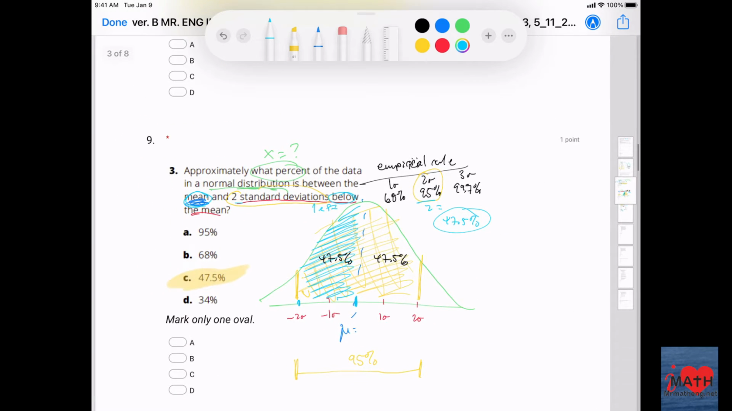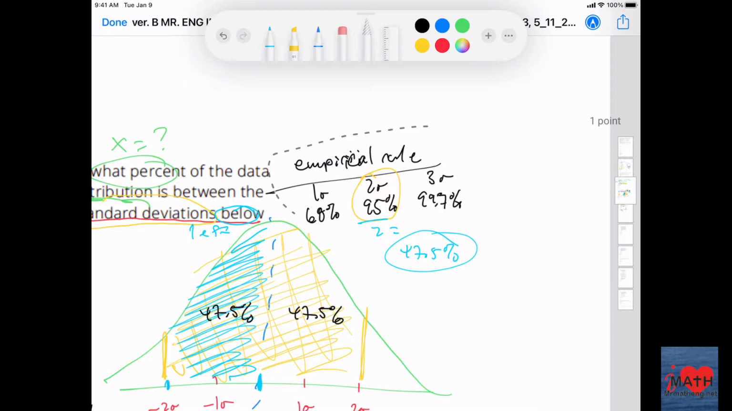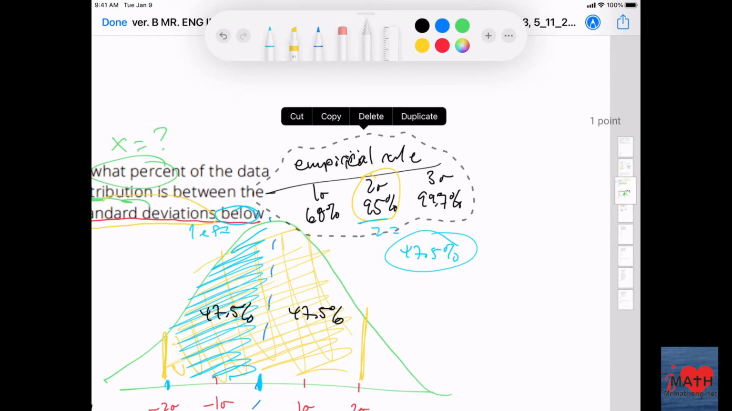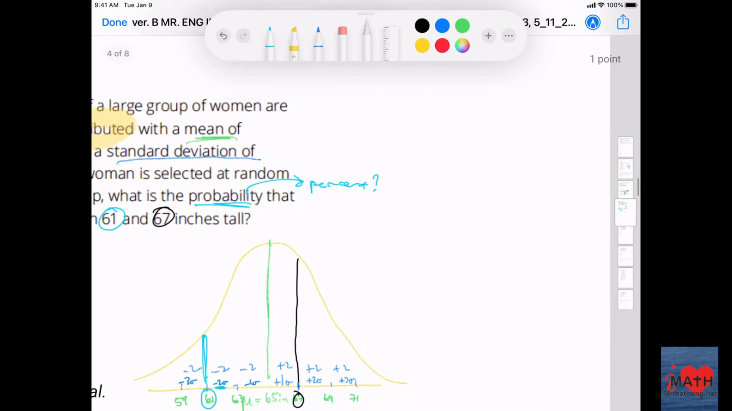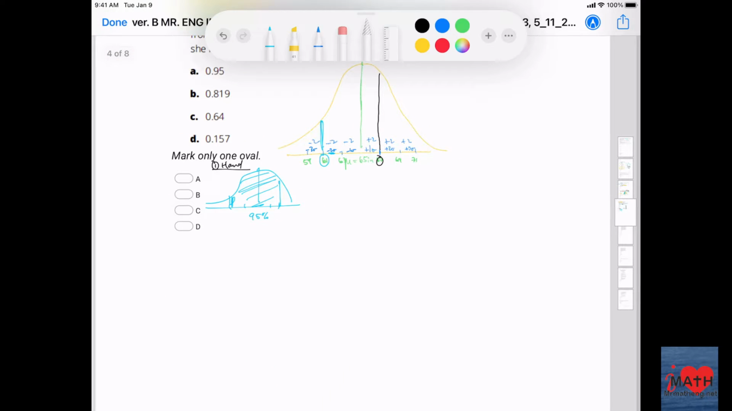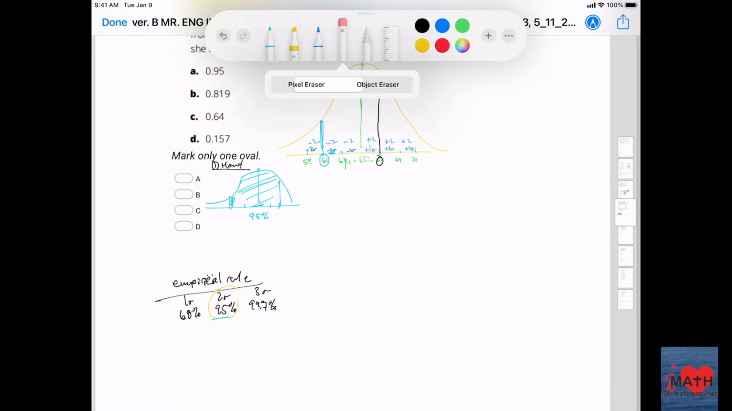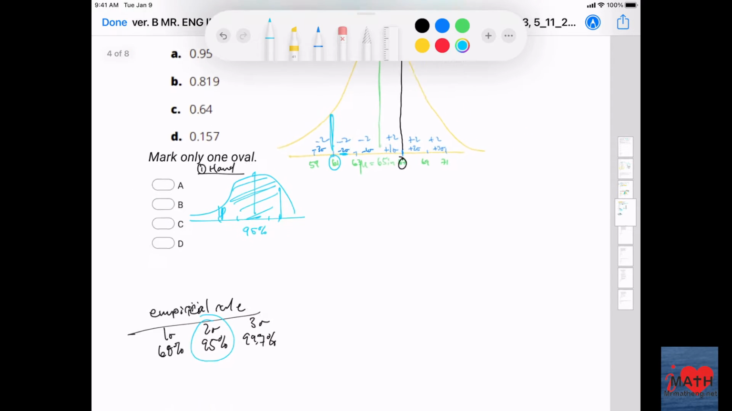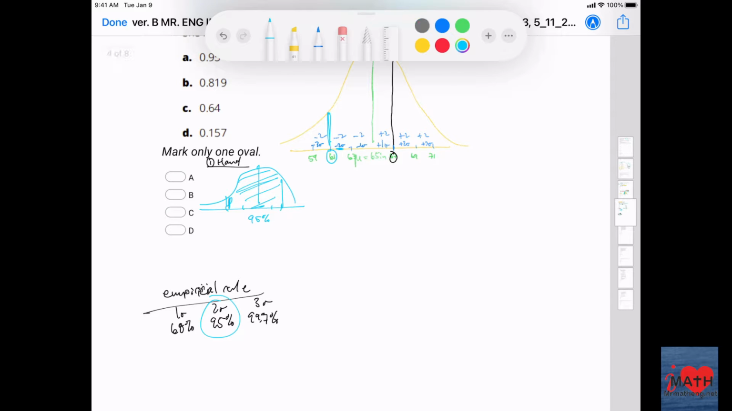This is what I'm referring to. Okay, so I am using 2 here, so that's a 95% for the whole region. And you cut that in half and you get 47.5, 47.5, okay?